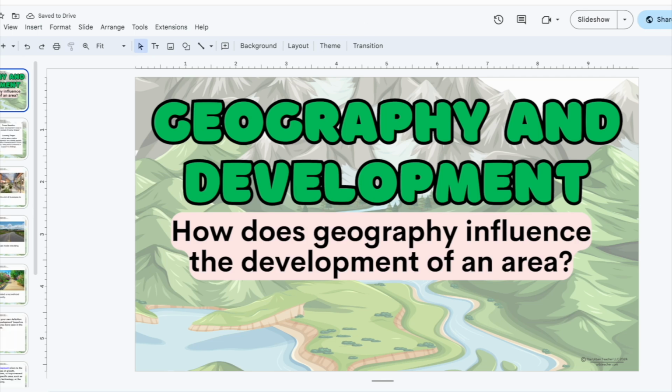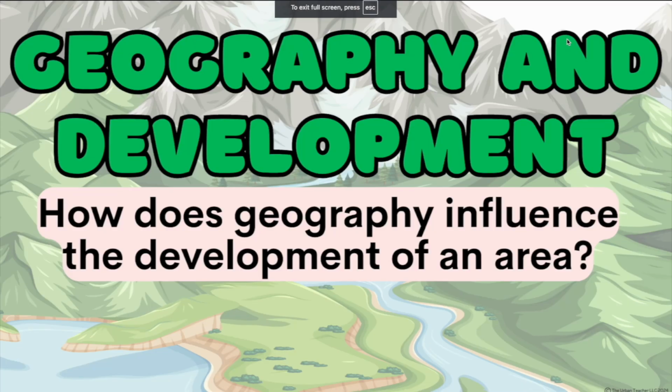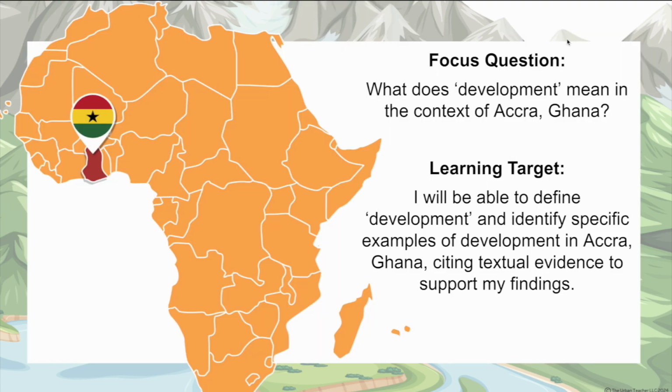So these are the slides associated with this lesson. How does geography influence the development of an area? And in this one, they're looking at Accra, Ghana. All right, so that's the area that they're looking at in lesson one of this. If you get the pack, there are 5 different areas from across the Eastern Hemisphere.